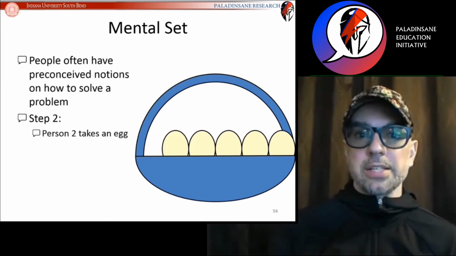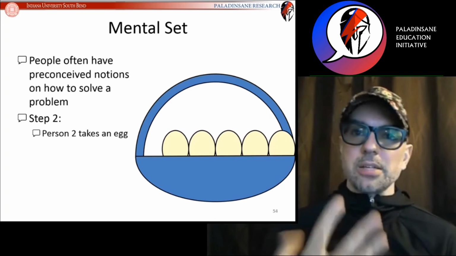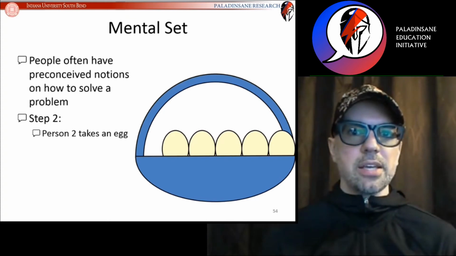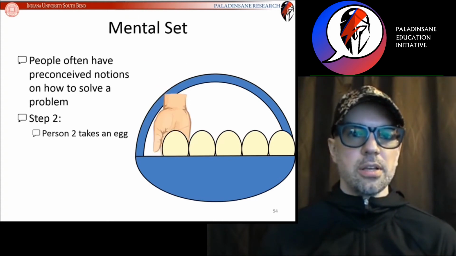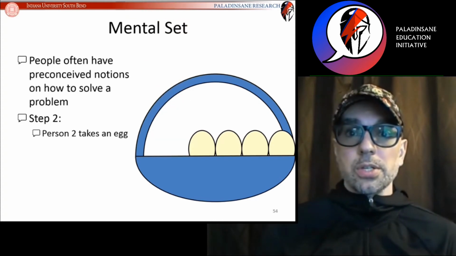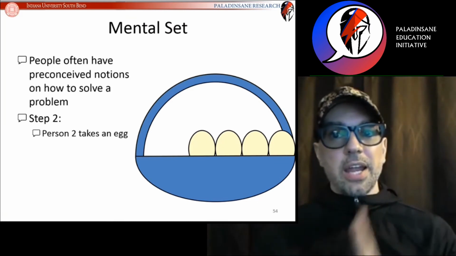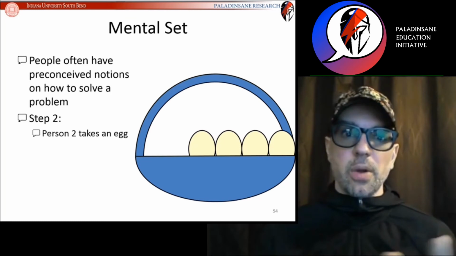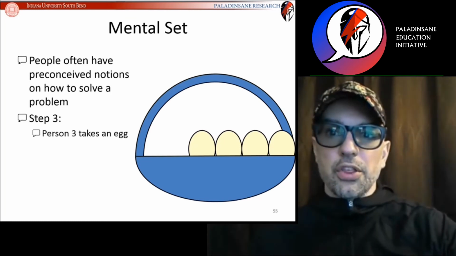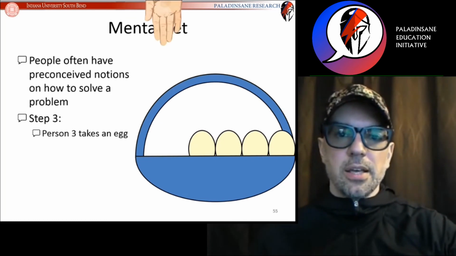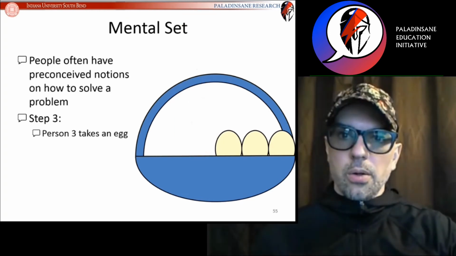Person number 2 takes an egg. So we got 5 eggs in the basket. We're trying to get down to just 1 egg in the basket. Person number 2 takes 1. And now we're closer to our goal. There's only 4 eggs left in the basket. So taking an egg out of the basket has been successful twice. We do it for a 3rd time. Person 3 takes an egg. We're even closer to our goal.